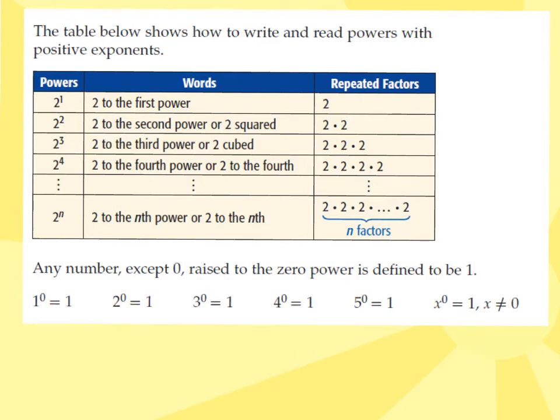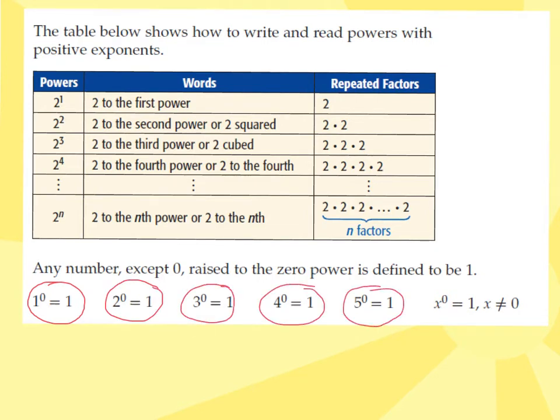This table shows how to write and read powers with positive exponents. So we don't say 2, 1, we say 2 to the first power, or 2 to the second power, or 2 to the third power, etc. Any number except 0 raised to the 0 power is defined to be 1. So at the bottom here, anytime that you see a number that is raised to the 0 power, it always equals the whole number of 1. Notice on all of these, the answer is equal to 1.